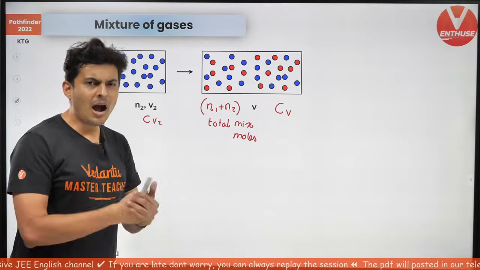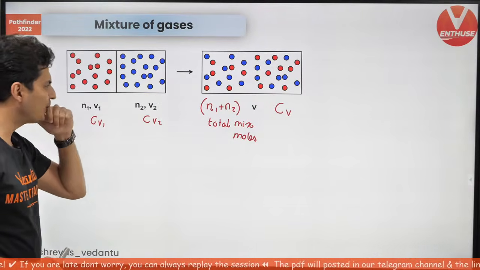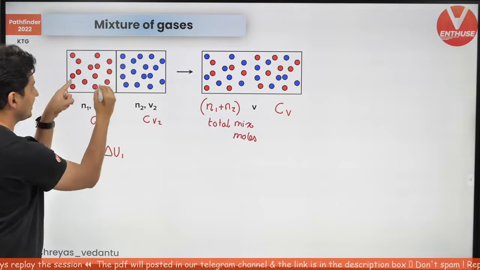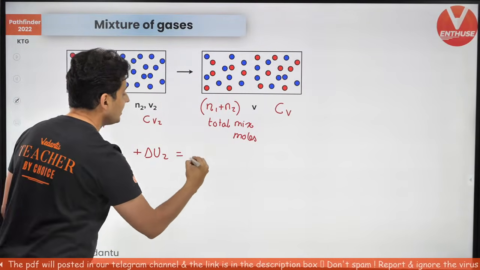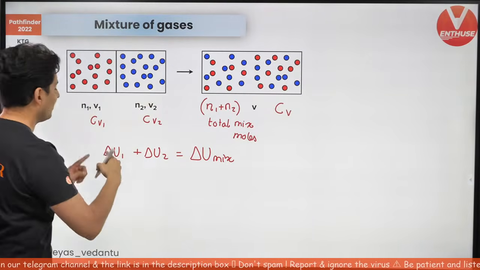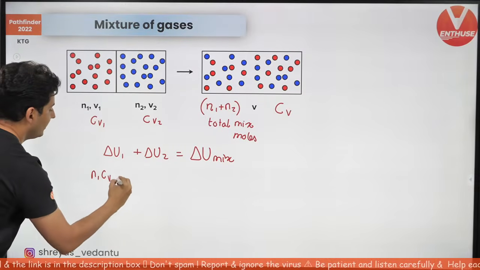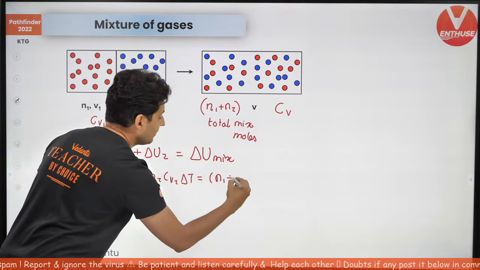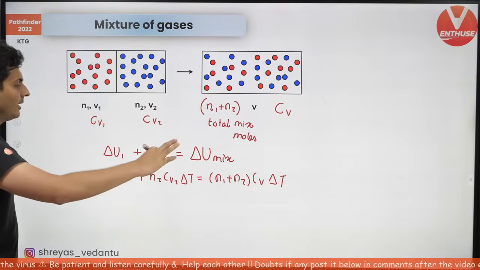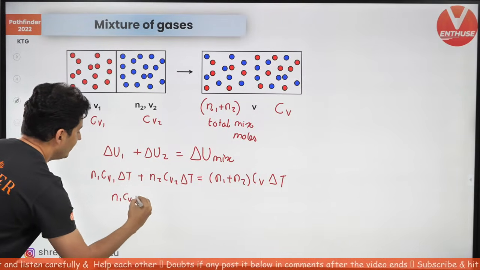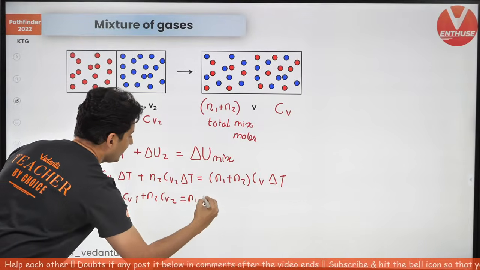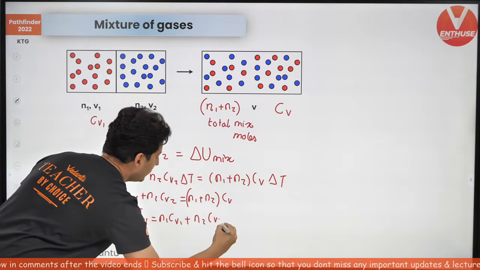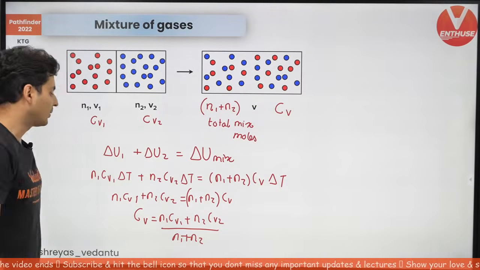Now think about it. When you add them, how are you going to find the specific heat capacity at constant volume for that mixture? All you need to do is use this fact that the change in internal energy of the first gas plus the change in internal energy of the second gas will be the change in internal energy of that mixture. Now for the first gas, it will be n1 Cv1 delta T. For the second gas, it will be n2 Cv2 delta T. For the mixture, it will be (n1 plus n2) Cv into delta T. Delta T cancels. You will have n1 Cv1 plus n2 Cv2 equal to (n1 plus n2) Cv. From this, you will get Cv equal to (n1 Cv1 plus n2 Cv2) divided by (n1 plus n2). That's what you will get, Cv.